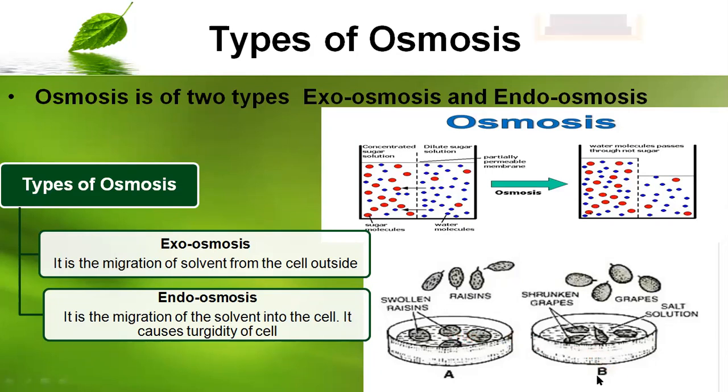Now in this B diagram, the solute, like salt, is present in the solvent. So it is a salt solution, and the water from the grapes will come out into this solution. So the grapes will shrink, the grapes will be flaccid, and this is the exosmosis process.